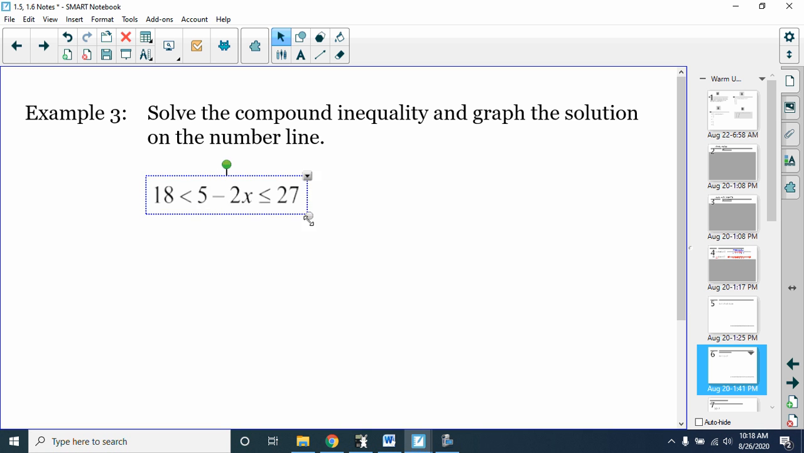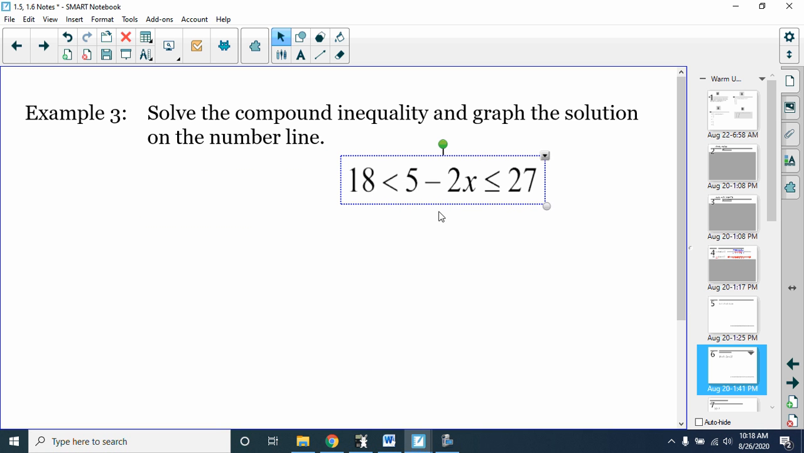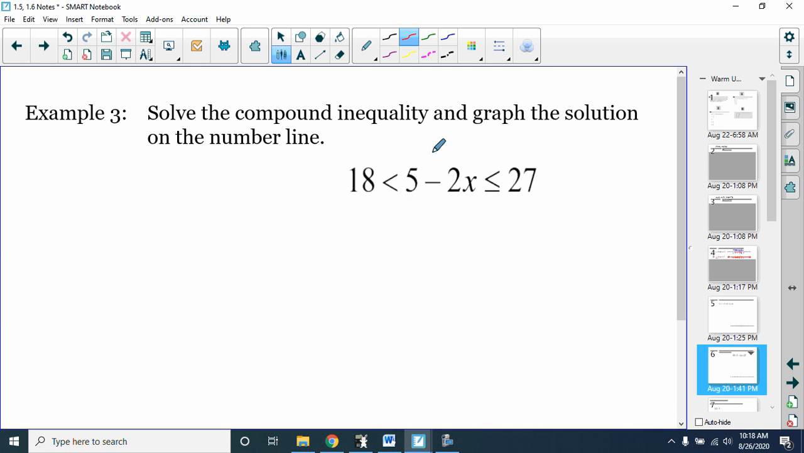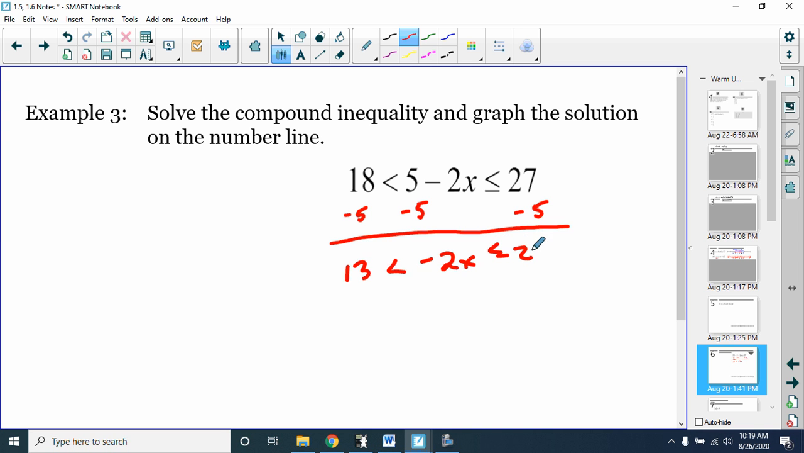Let's talk about solving this one. We are trying to get x by itself in the middle. Anything I do to the middle, I need to do to the outsides as well. So here I need to subtract 5, get rid of that adding 5. And you're going to subtract it from the left and the right side if you subtract it from the middle. So I've got 13 is less than negative 2x is less than or equal to 22.